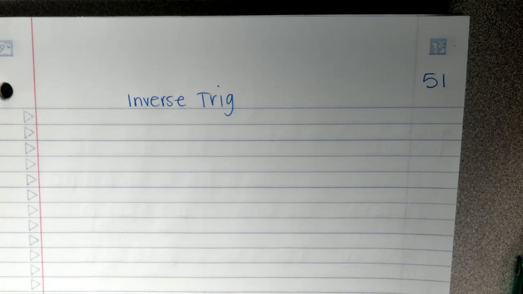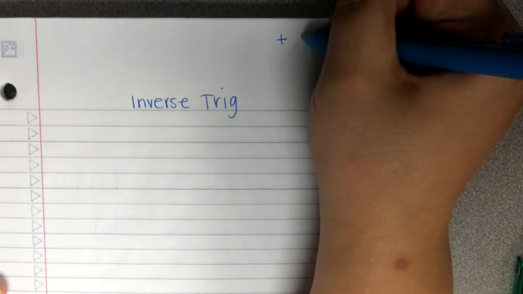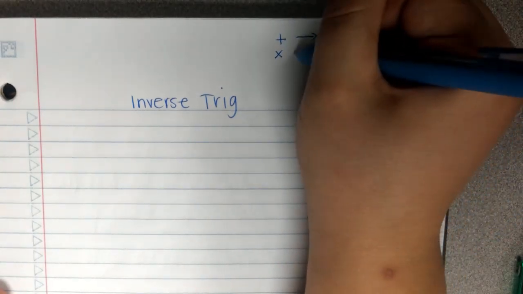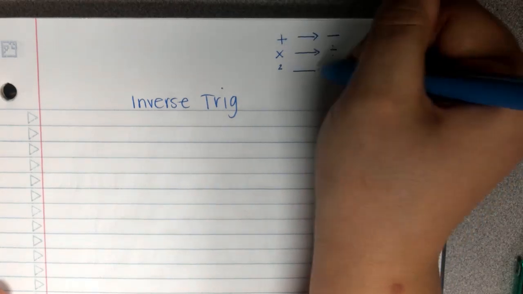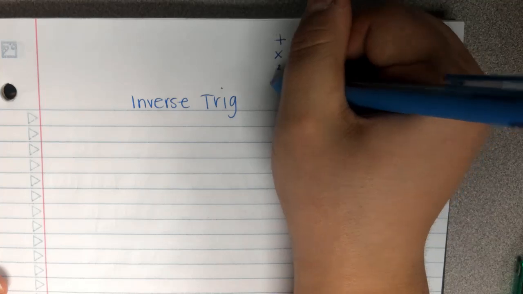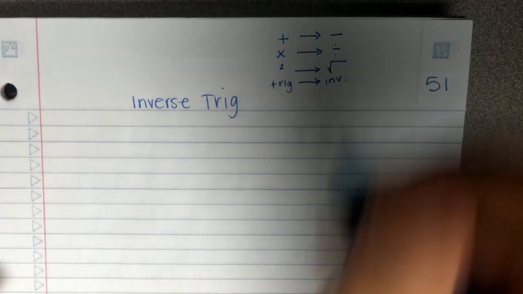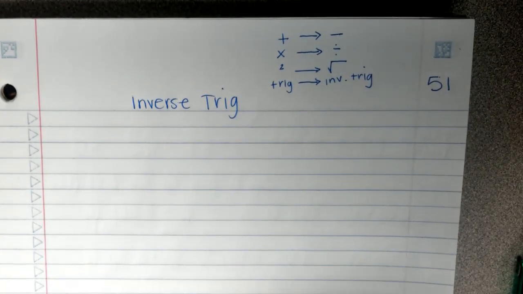So before we talk about that, I want to talk about addition. What is the opposite of addition? Good job. What is the opposite of multiplication? Division. What is the opposite of squaring something? Square rooting. And what is the opposite of trig? Inverse trig.